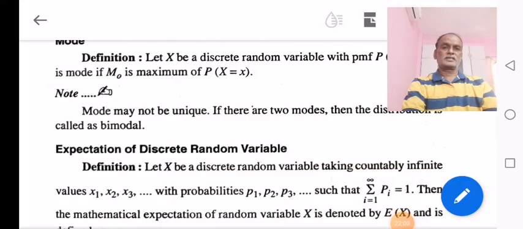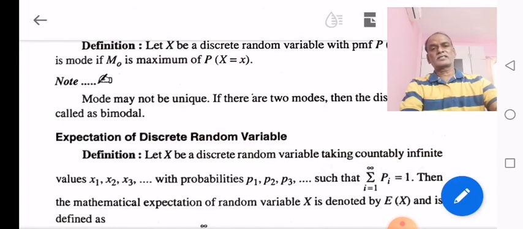Now the next part is expectation of a discrete random variable. In BSc part 1 also we have read how to find the expected value of X for a finite sample space. Here, for a countably infinite sample space also, we can find the expectation of a random variable.